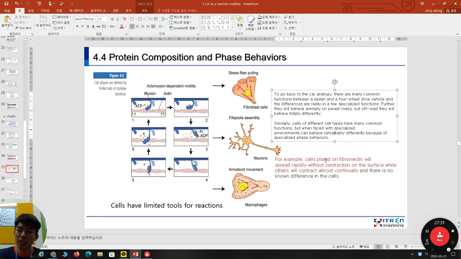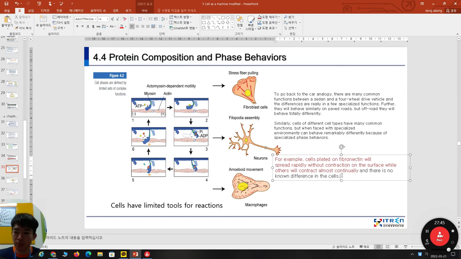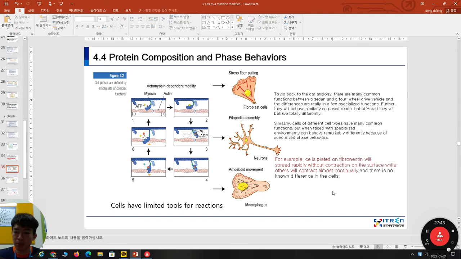For example, cells plated on fibronectin will spread rapidly without contraction on the surface, while others will contract almost continually, and there is no known difference in the cells. So even with the same cells, some fibroblasts on fibronectin spread without contraction, but other same fibroblasts can spread with continuous contraction.